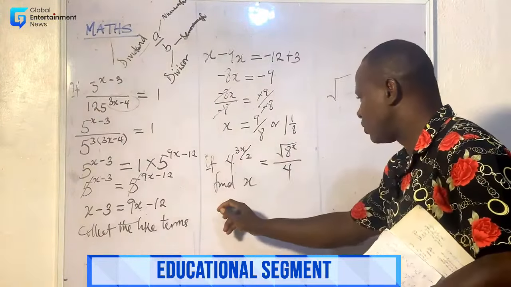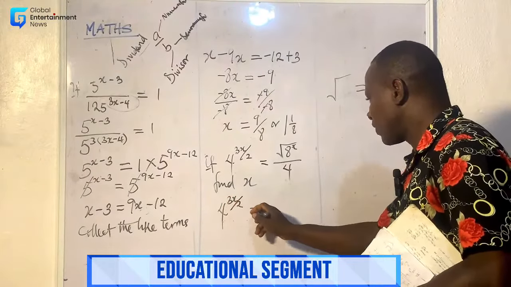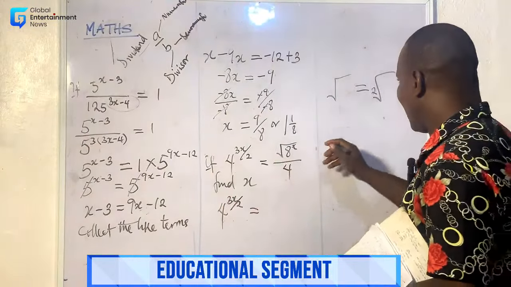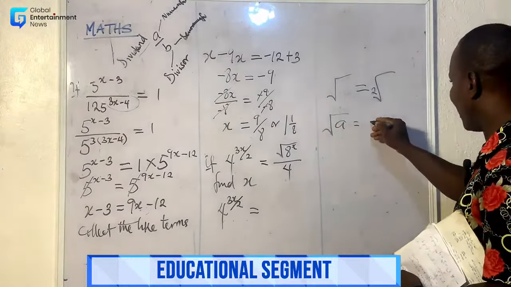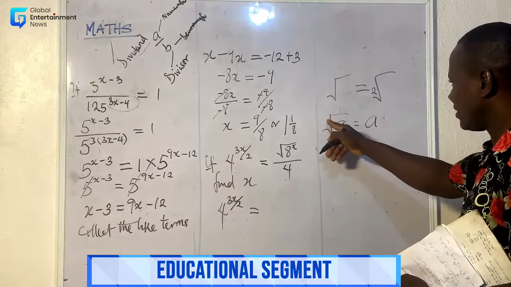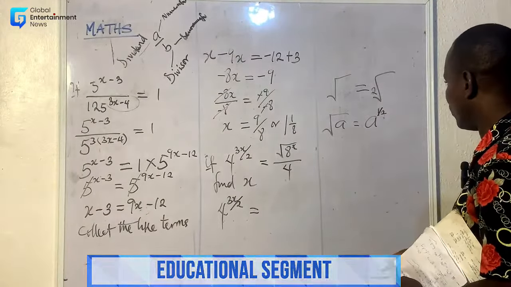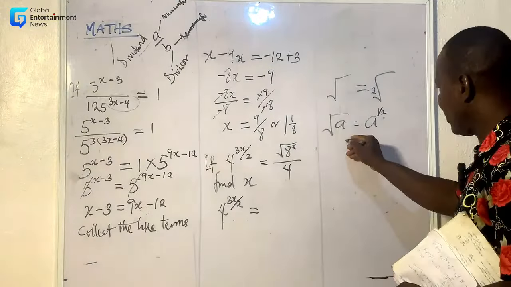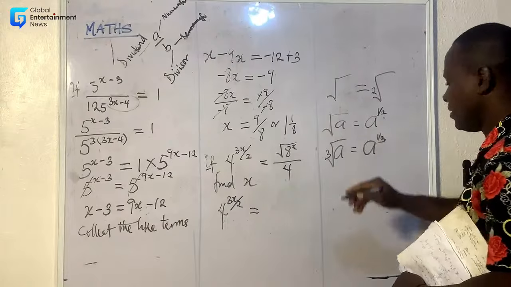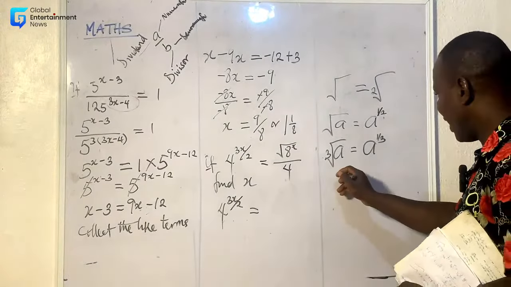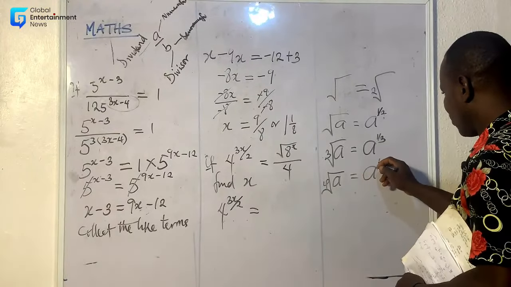So what do we need to do? We just say 4 raised to power 3x over 2 is equal to what? And I told you if you have something like this, it's the same thing as a raised to power, second root, that is square root, power 1 all over 2. So if I have cube root of a, it means a raised to power 1 all over 3. If I have the fourth root of a, it means a raised to power 1 all over 4.